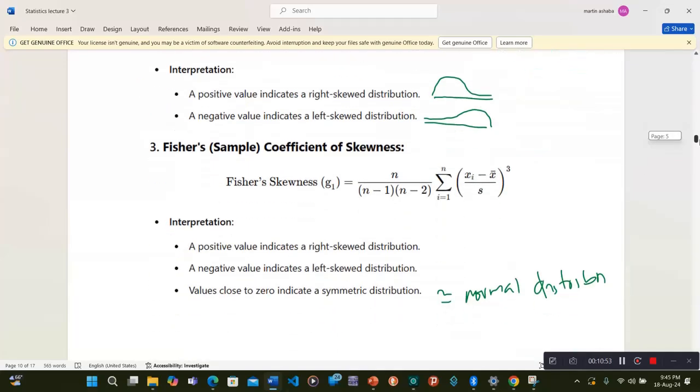Interpretation is that if Pearson's coefficient of skewness is positive, you are talking about a right skewed distribution. If it is negative, then you're talking about a left skewed distribution.